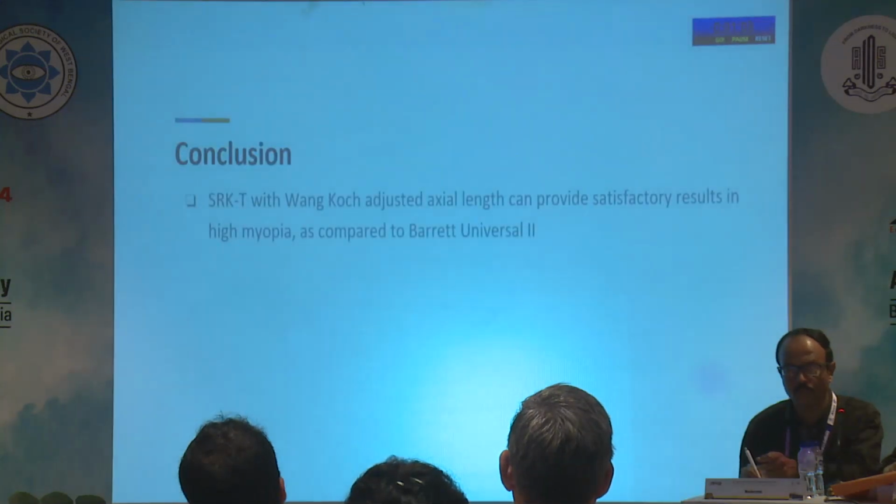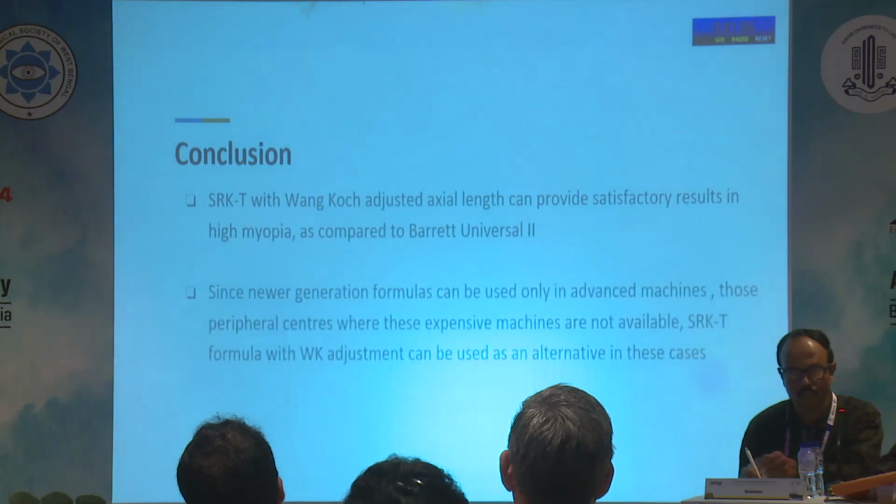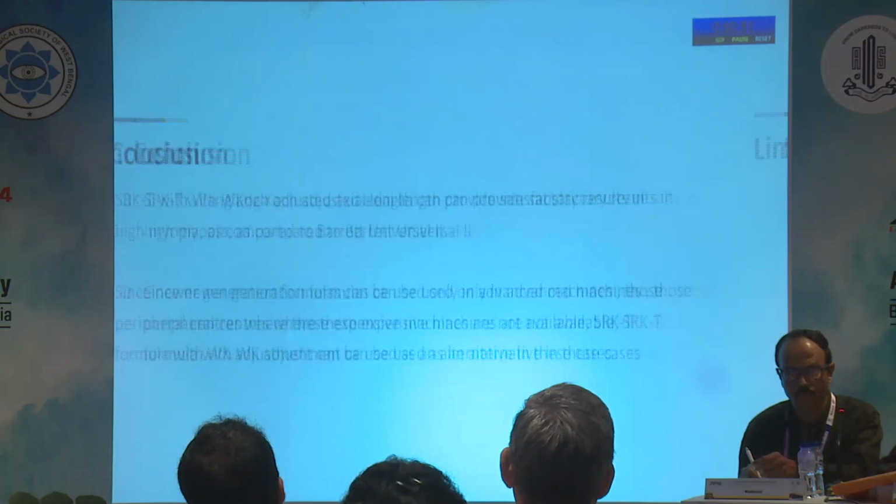So concluding, SRK-T with Wang's-Cox adjusted axial length can provide satisfactory results in high myopia as compared to BARRET Universal 2. Since the newer generation formula can be used only in advanced machines, in those peripheral centers where these expensive machines are not available, the SRK-T formula with Wang's-Cox adjustment can be used as an alternative in these cases.